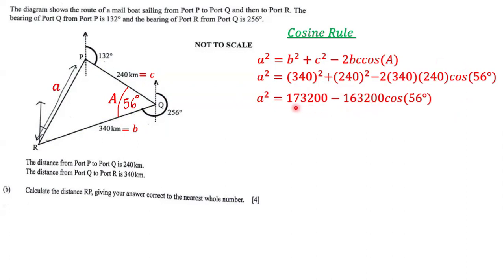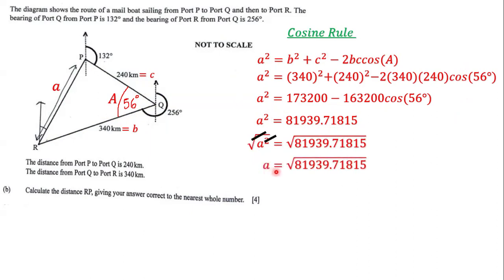We say 173,200 minus 163,200 cosine times cosine of 56. That gives us 81,939.71815. Now we have to take the square root of both sides because we want to get rid of this power 2. So if we take the square root of both sides, this cancels with that.